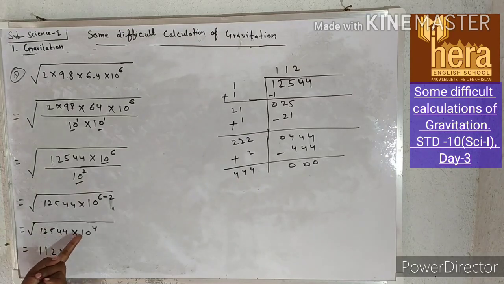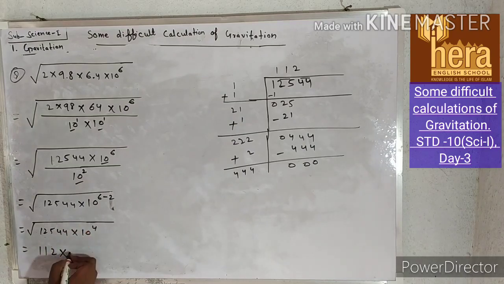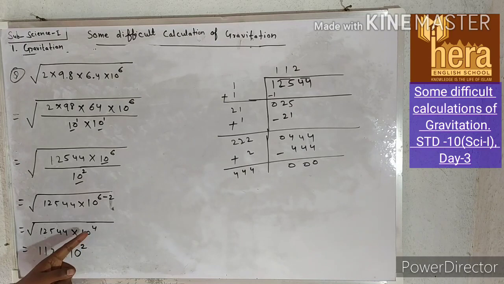What you have to do? Here is 10 raised to 4. Whenever you take it outside the root, the power will be half, the index will be half. It means here it will be 10 raised to 2. Okay? Always remember, you have to make the index an even number.